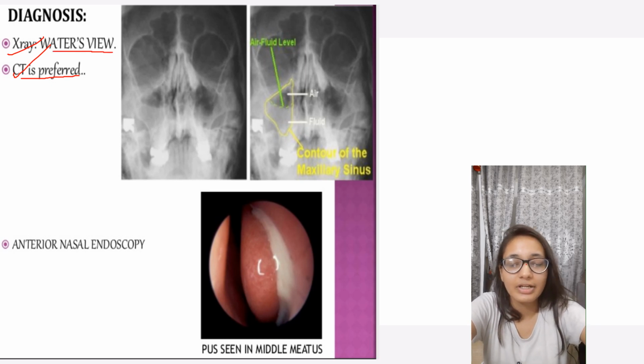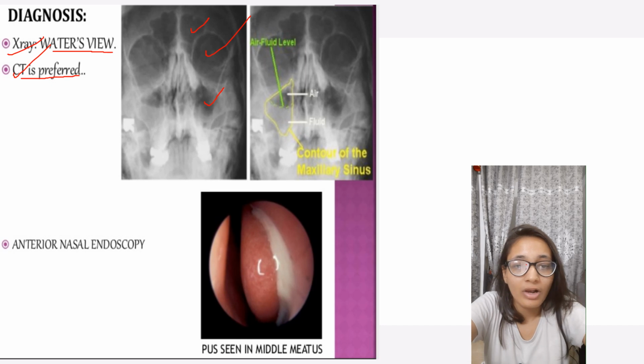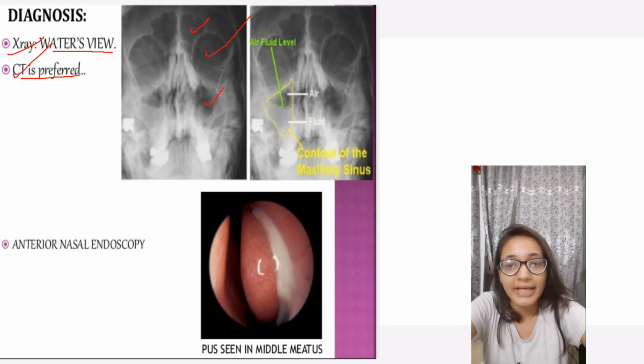And from your clinicals or practicals point of view, you should know how to read an X-ray. If we see the X-ray, there is the frontal sinus, there are the orbits you can see, and there is the maxillary sinus. All are black in color if they are normal, and if there is any haziness, that means there is secretion in these.